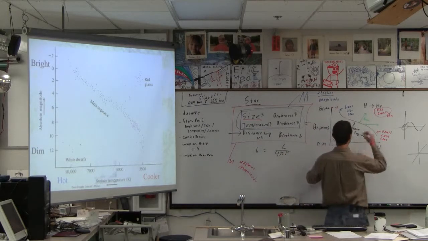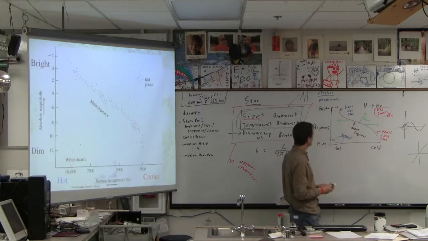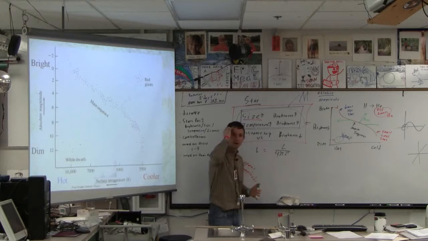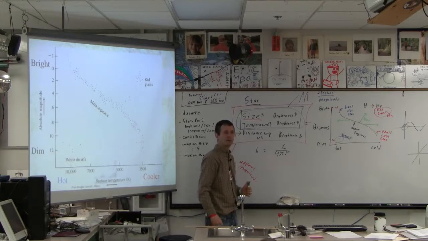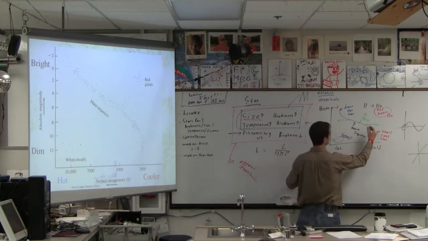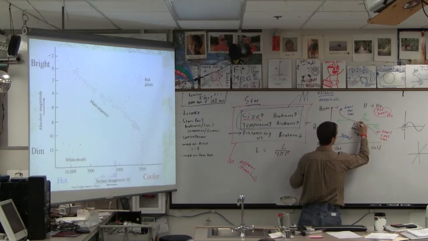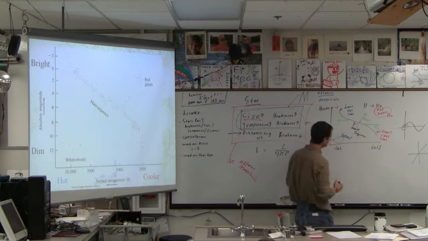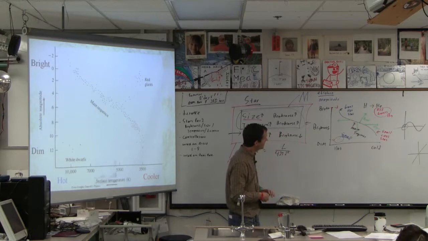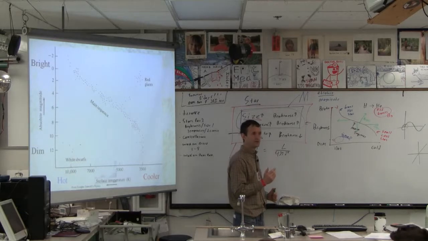Let's try another one. What if I have a star that goes like that? What's happening to it? Is it getting any brighter? No, it's not getting brighter, but it's getting hotter. So this star is getting smaller. So these guys are bigger. What if it goes straight down? It's getting dimmer, but is its temperature changing? No, so it's got to be getting smaller.